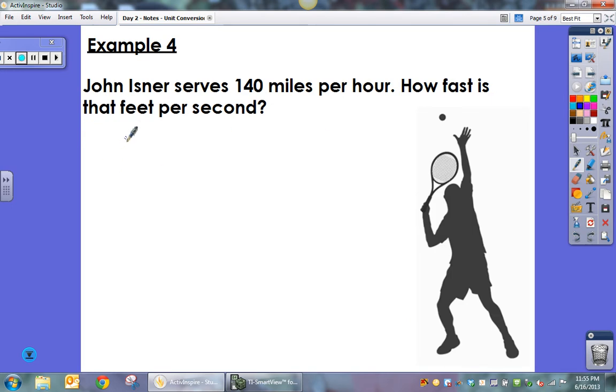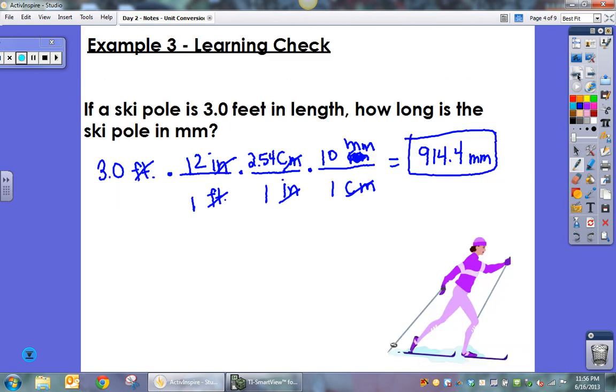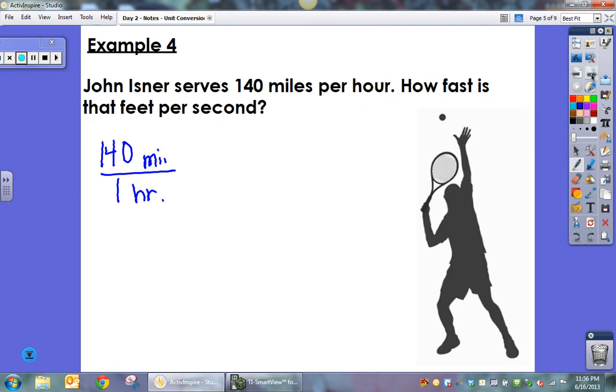The next couple of examples are a little bit more complicated because now we have 2 units to convert. So we have John Isner serving 140 miles per hour. Now notice I've got a denominator of 1 hour, whereas all the examples we did before didn't have a unit in the denominator. So I'm going to go miles per hour into feet per second.